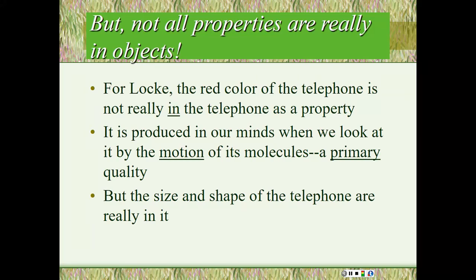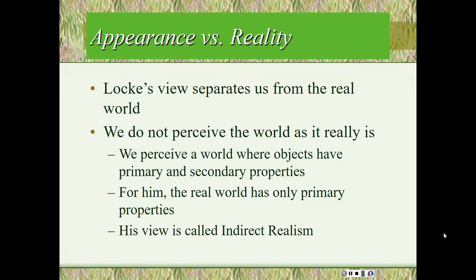The size and shape, though, of the telephone are really properties of the real telephone in the real world for Locke. And they are going to be there whether anyone is around to experience it or not, even though you need a perceiver around to experience the secondary properties like feelings of heat and warmth and color. So Locke's view separates us from the world, and he also believes that the world as it appears to us is different from the world as it is, a real world. We don't perceive the world as it really is. We perceive a world where objects have both primary and secondary properties, but for him, the real world has only primary properties. Now, this view has a name.